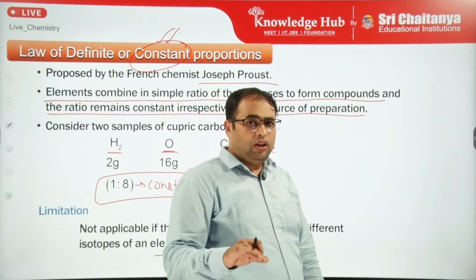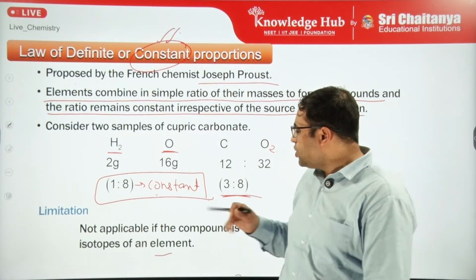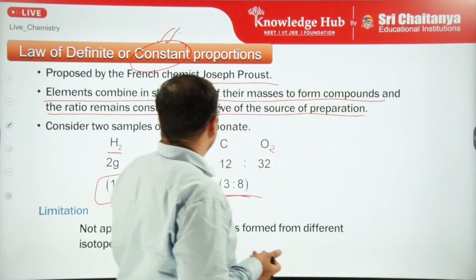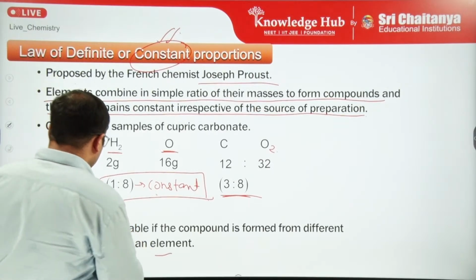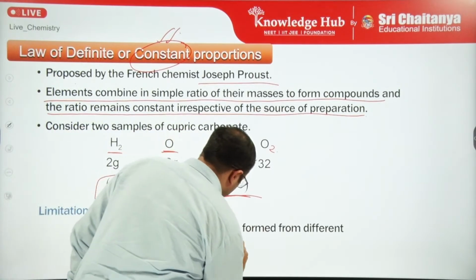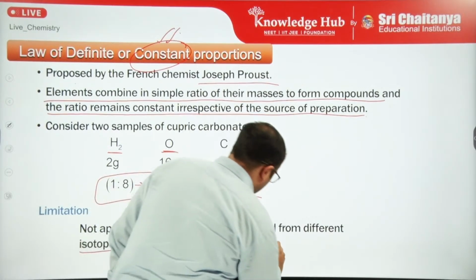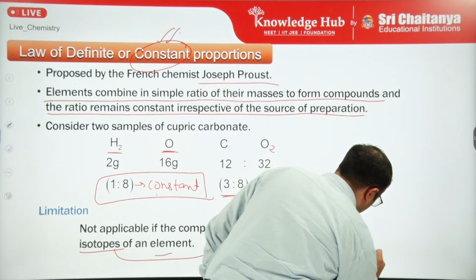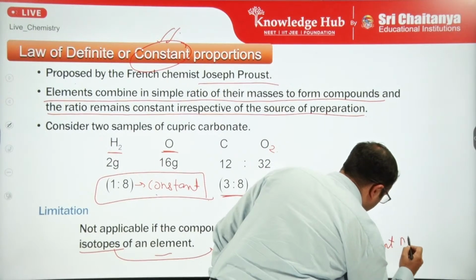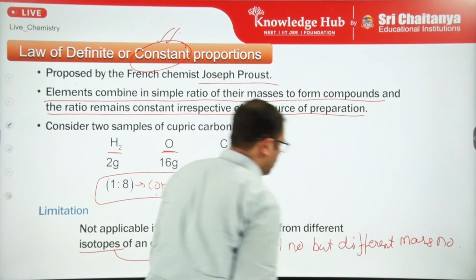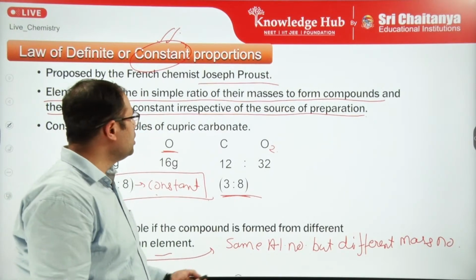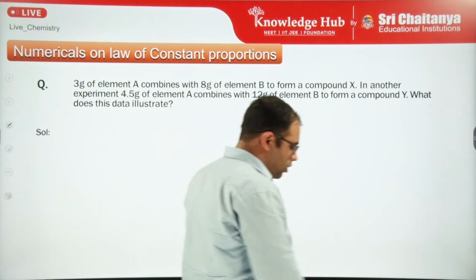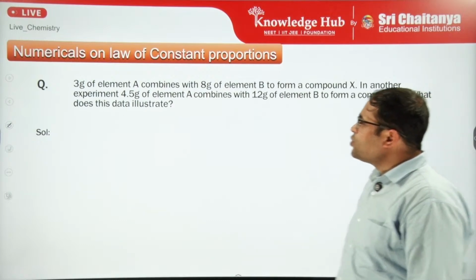Now this law also has a limitation. The limitation is this law is not applicable if the compound is formed from different isotopes of the element. What do I mean by that? You know, right? Isotopes have the same atomic number but different mass number. So if you have isotopes, you cannot use this law. This will become clearer as I move forward. So, one of the numericals on the law of constant proportions. So 3 grams of an element A.